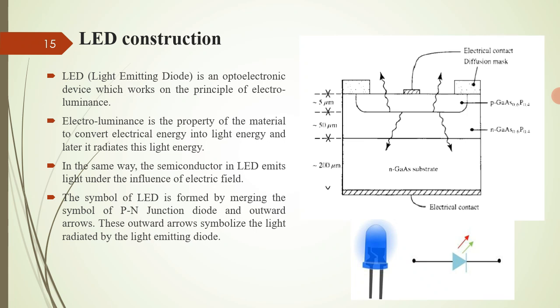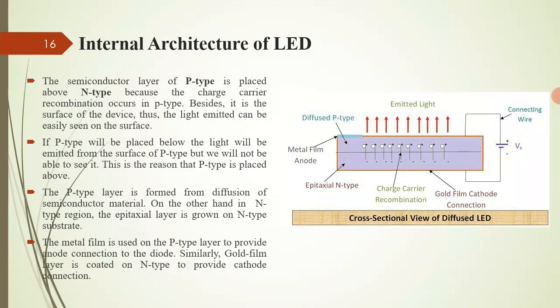This diagram shows the symbol of the LED and the concept of the LED structure. The semiconductor LED emits light under the influence of the electric field. Why? Because it works on the principle of electroluminance. The symbol is formed by merging the PN junction diode and the outward arrow marks. The outward arrow marks indicate the light which is emitted from the diode.